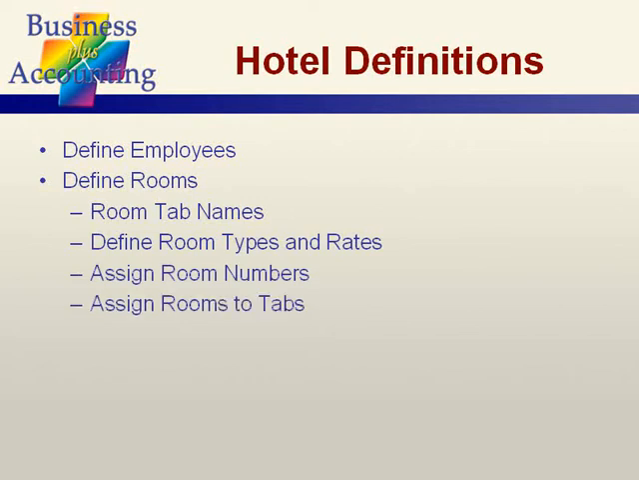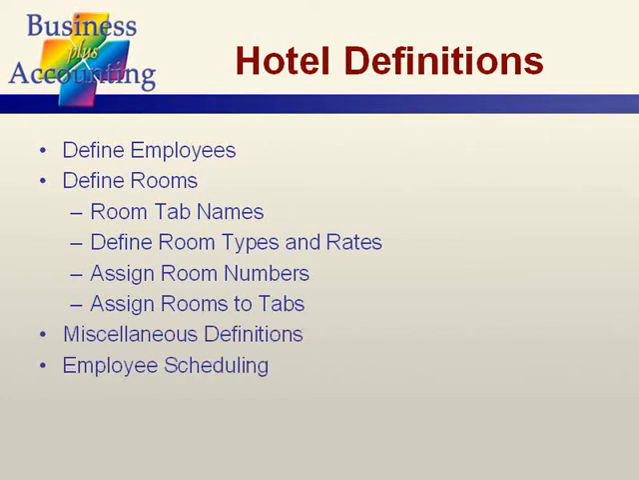Once you've created all of your rooms, the next step would be to assign rooms to tabs. That's done based on room type. You'll be able to take one specific room type that you've defined and assign all of the rooms of that type to one of your tabs. Finally, we'll take a look at the miscellaneous definitions. There are several options there that affect how the hotel transactions are processed, as well as some of the other functionality in the software, and we'll take a look at the employee scheduling module.